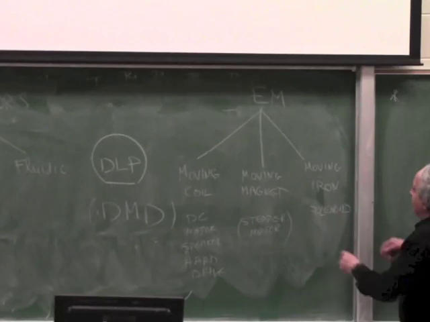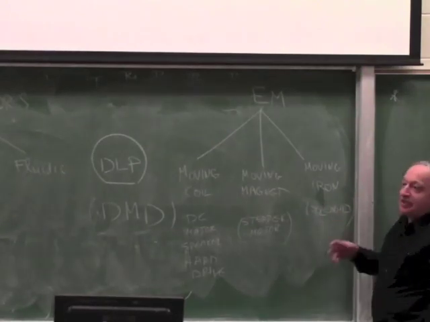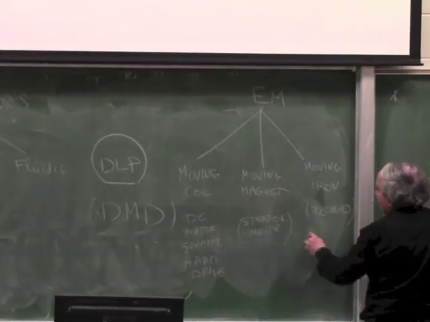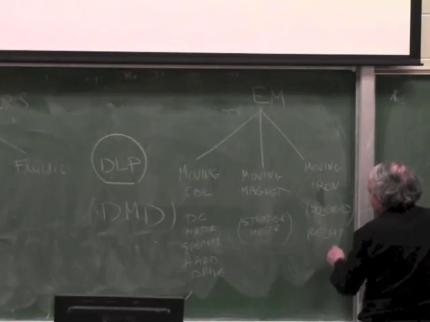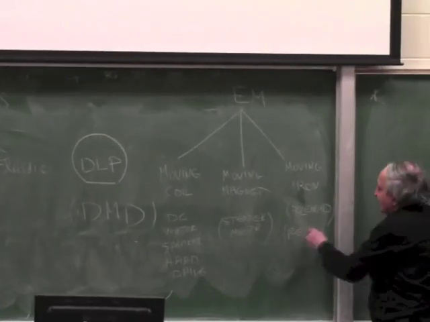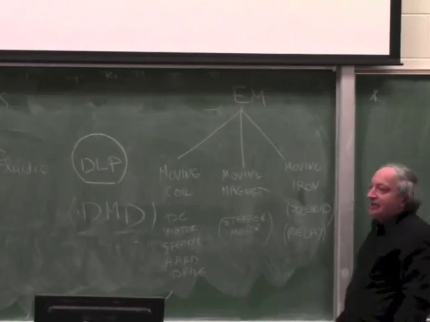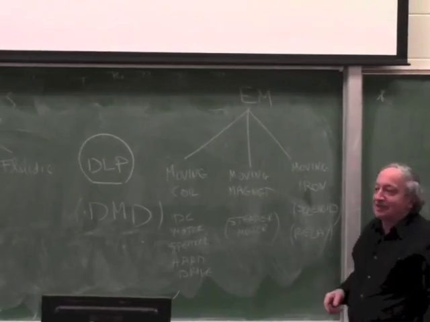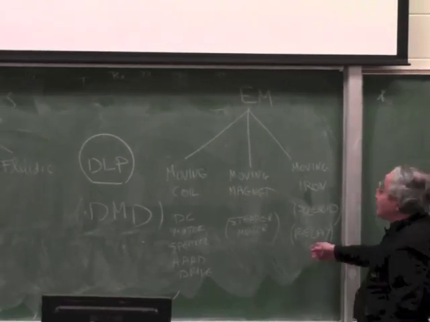So solenoid is moving iron, typically a relay, a solenoid, an electromagnet. These are all moving iron actuators, like a buzzer, a door buzzer, things like this. They are moving iron actuators.